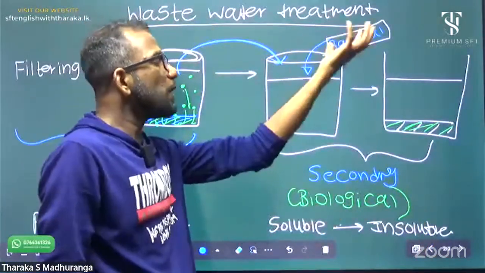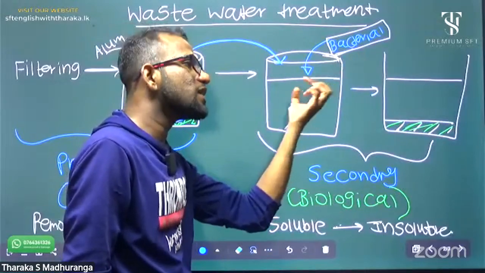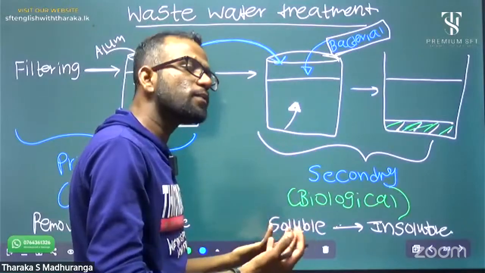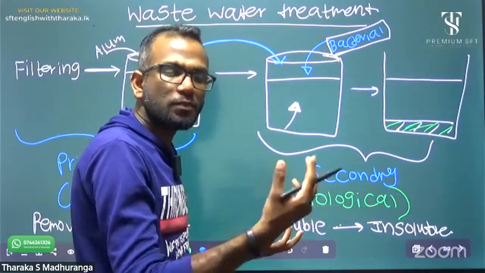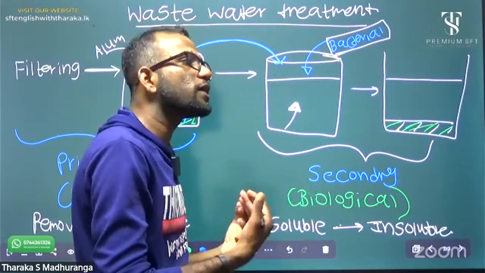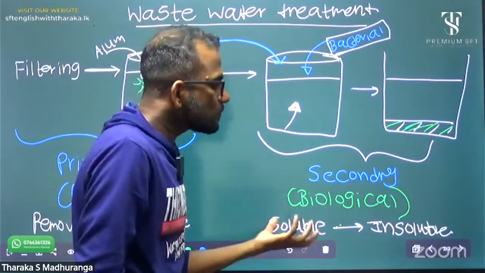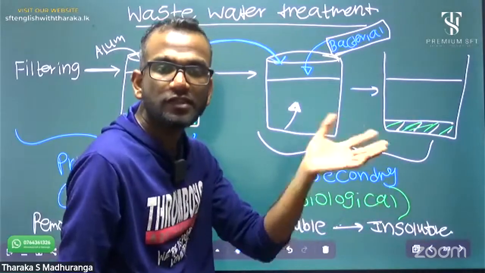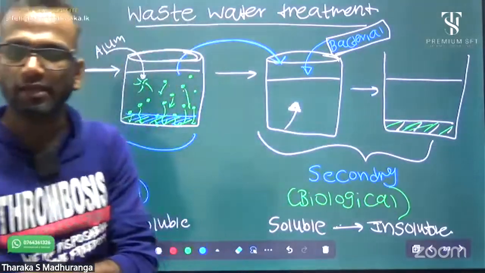Why is it? This special type of bacteria we have to introduce digests these soluble organic compounds and utilizes them as their nutrition media. Right, these bacteria utilize the soluble organic compounds as their nutrition media. Then as a result of utilization, they are converted into insoluble crystals. These insoluble crystals precipitate in the secondary precipitation tank.